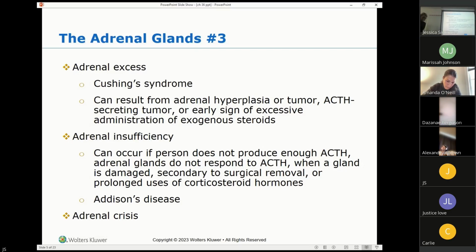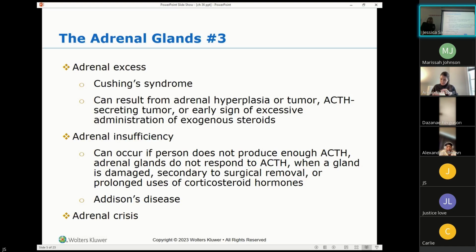So adrenal excess, when there's too much, results in Cushing's disease. This can result from adrenal hyperplasia. Remember, we talked about hyperplasia versus malignancy. Hyperplasia is just when the cells are really big, they're bigger than they're supposed to be, right? They take up more space. So it can result from adrenal hyperplasia, which is benign, or a tumor, which could be malignant.